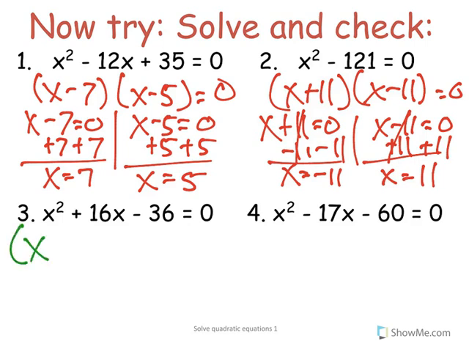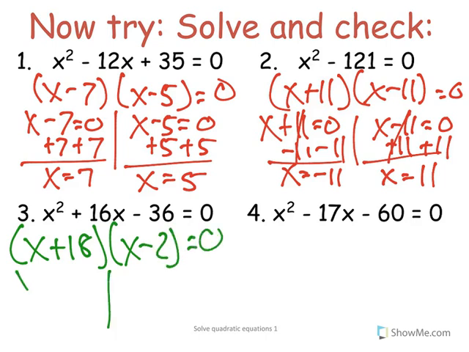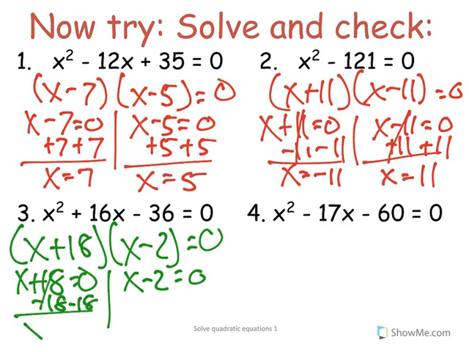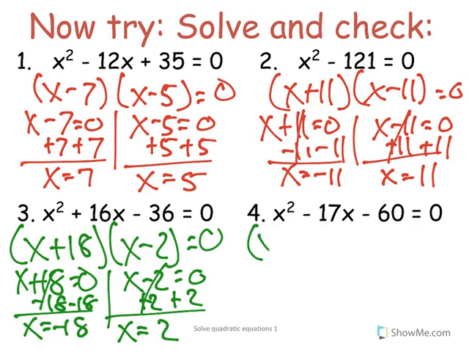So here I'm going to factor this as positive 18, negative 2. So my two solutions should be positive 2 and negative 18. And for this one, I should be using negative 20, positive 3.